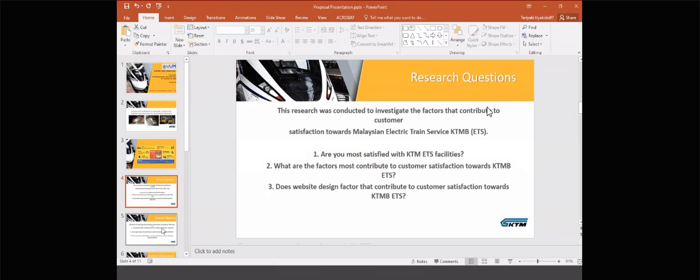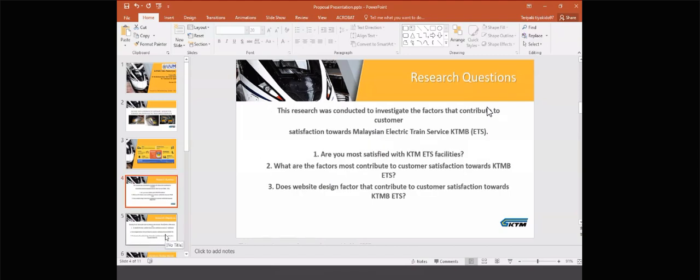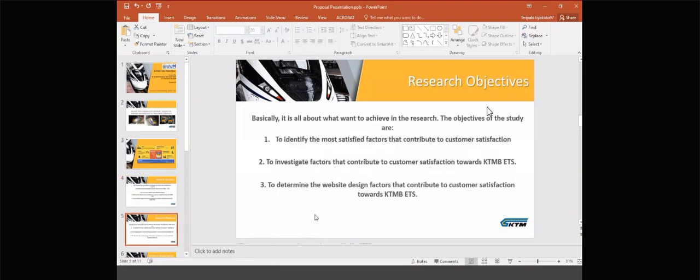Next we see the objectives. If I have the questions, the objectives must also be aligned with them. So first, to identify the most satisfied factors that contribute to customer satisfaction, and then to investigate the factors that contribute to customer satisfaction towards KTMB ETS. And the third is to determine the website design factors that contribute to customer satisfaction towards KTMB ETS.